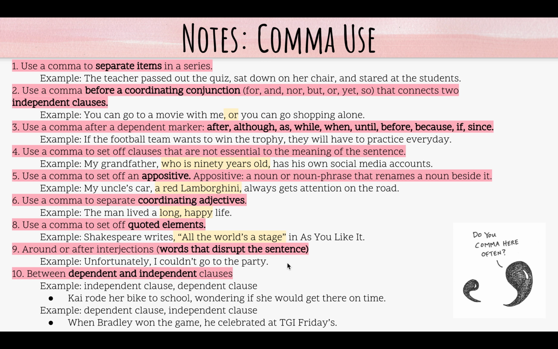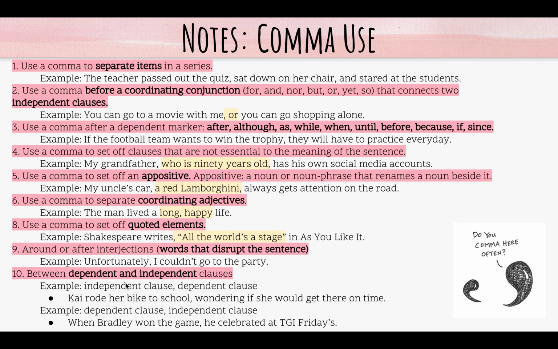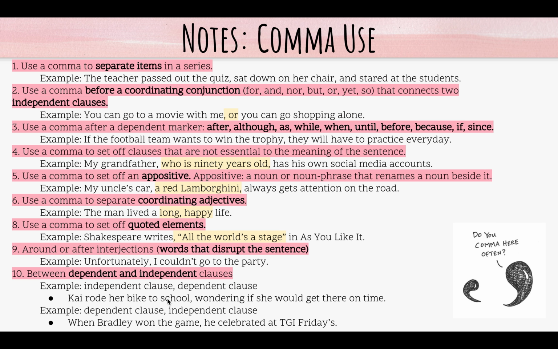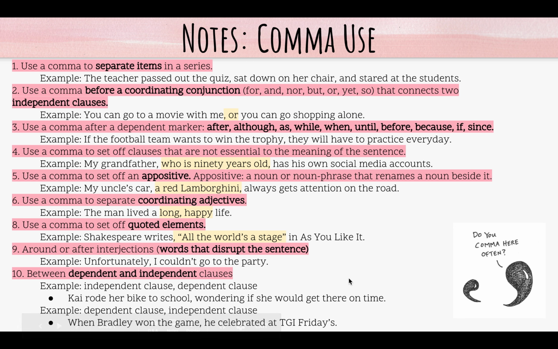And then finally, commas also go between dependent and independent clauses. If we have an independent clause followed by a dependent clause, it would look like this. Kai rode her bike to school, wondering if she would get there on time. This dependent clause here, wondering if she would get there on time, is kind of modifying or describing how Kai rode her bike. She was riding her bike and she was thinking about whether or not she would get to school on time.